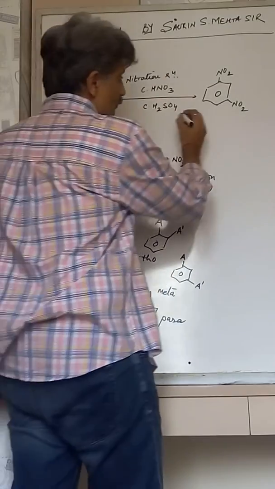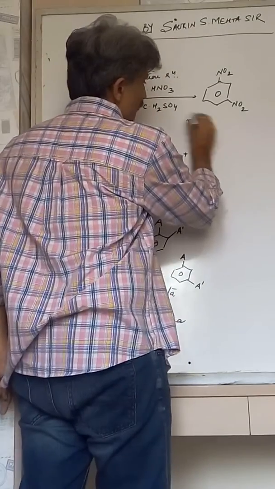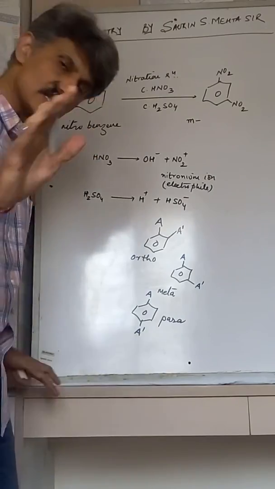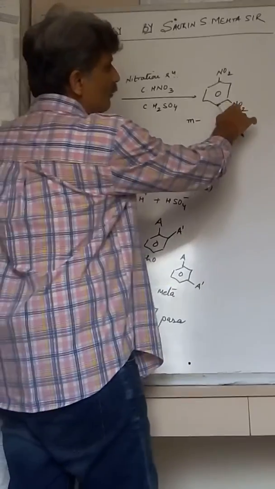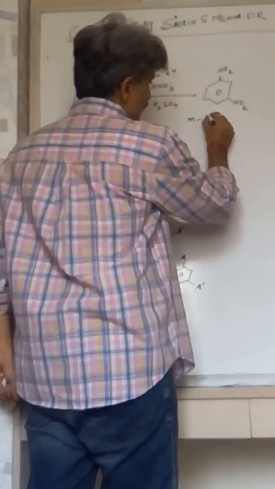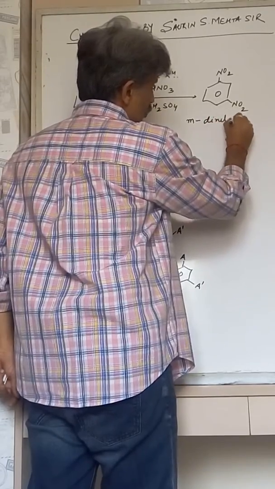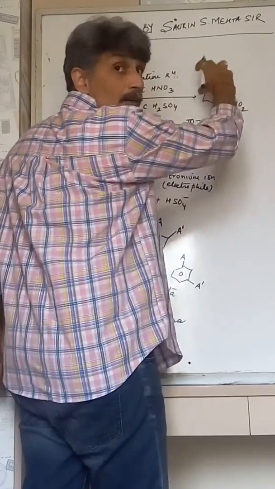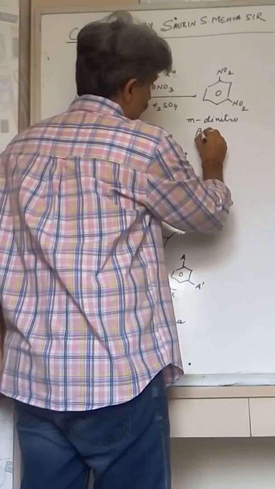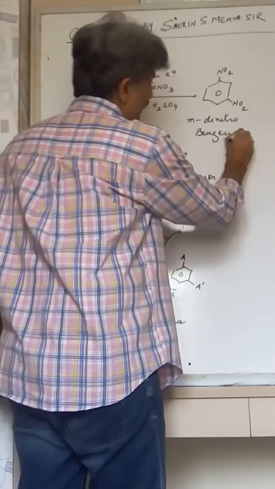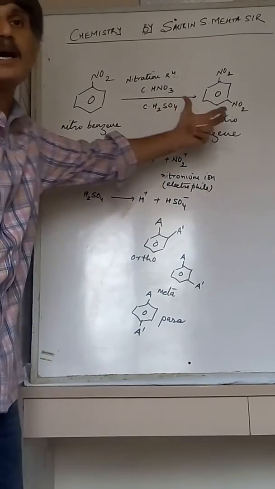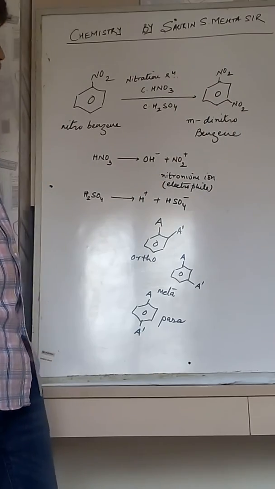So now the compound is named as meta. Meta can be written as M, it is understood as meta. And now we have two nitro groups, so it is dinitro, and basically the compound is benzene. So the compound is named as meta-dinitrobenzene. This is how the product is formed.